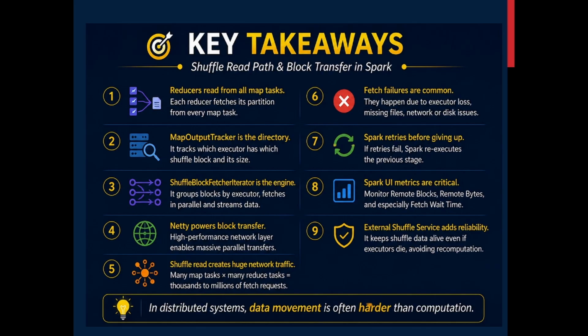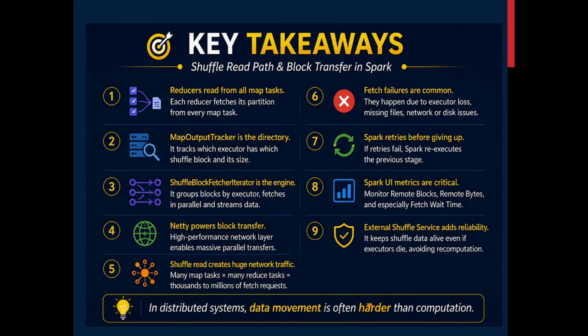7. Spark retries failed fetches before recomputing stages. 8. Spark UI provides critical metrics for troubleshooting shuffle problems. 9. External Shuffle Service helps preserve shuffle data even when executors disappear. And perhaps the biggest lesson, in distributed systems, moving data is often harder than processing data.